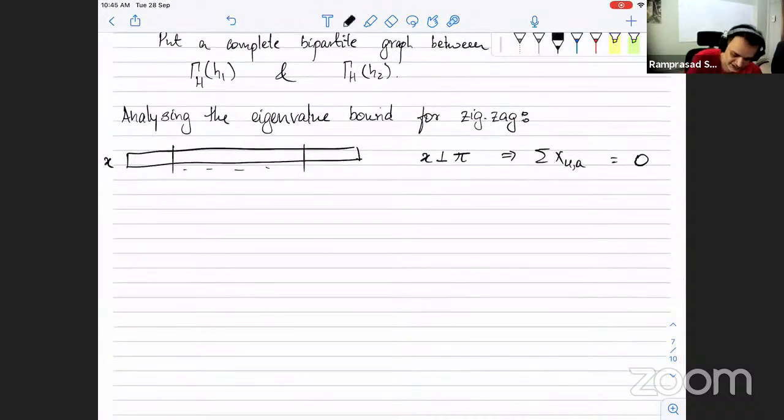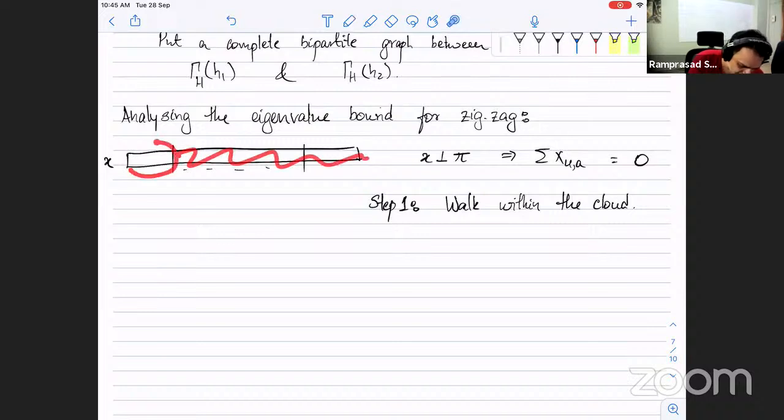It's only a walk within the cloud, which is like saying I don't care about what happens across clouds. This block will be transformed by whatever the random walk in G2 does. So each block will separately be acted upon by the random walk in G2, because you're not moving across clouds. Within a cloud, you are just asking what happens there.